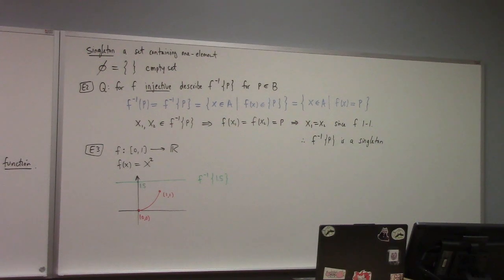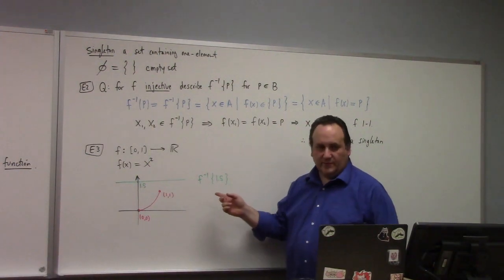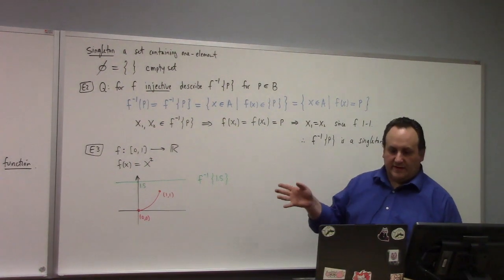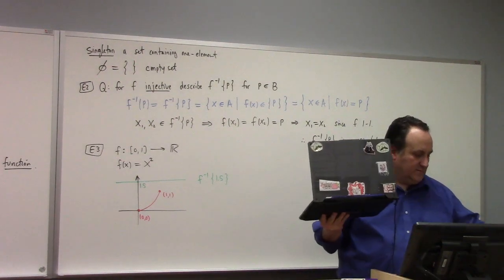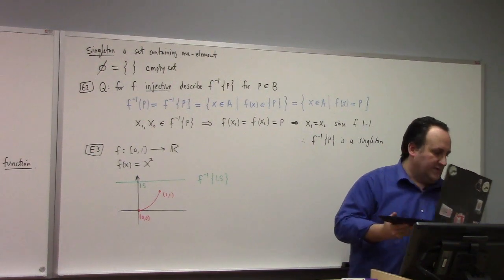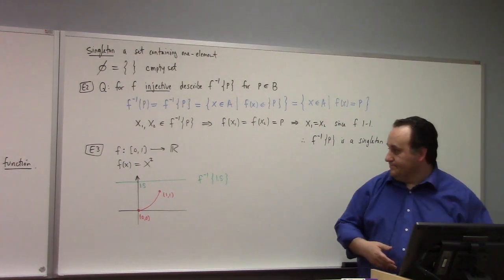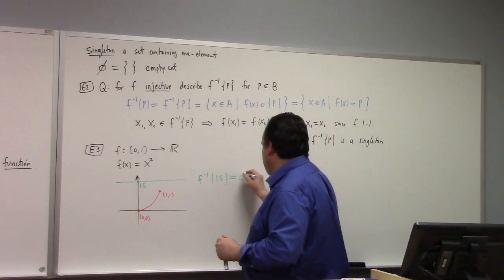So what's the inverse image of 1.5? In other words, which x in the domain maps to 1.5? Now you might want to tell me the square root of 1.5 maps to 1.5, but you're not allowed to do that because that's not in the domain. I made the domain 0 to 1, so you can't get what you need. So this is actually the empty set.